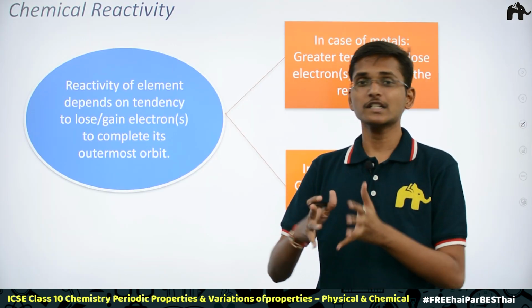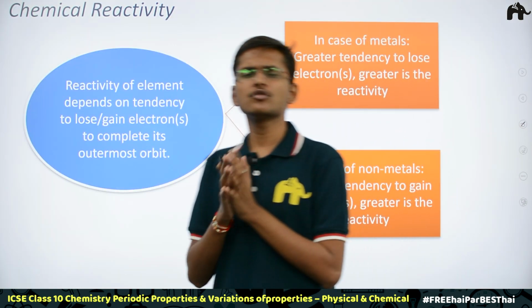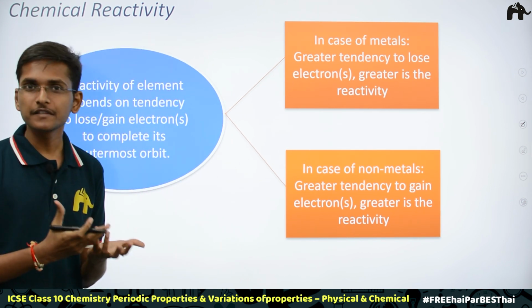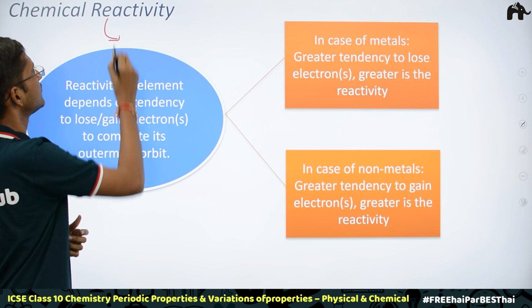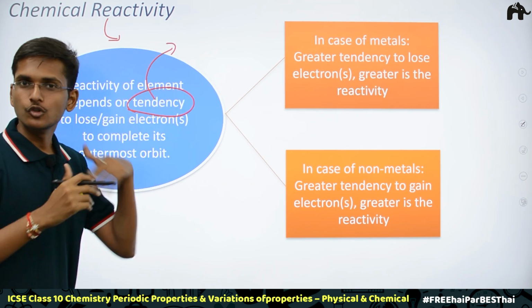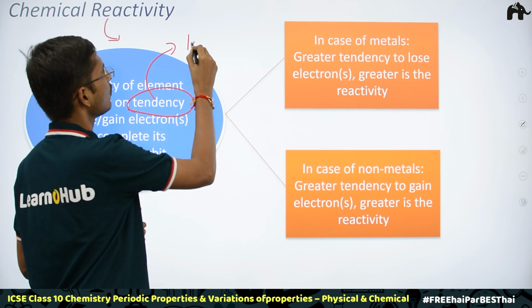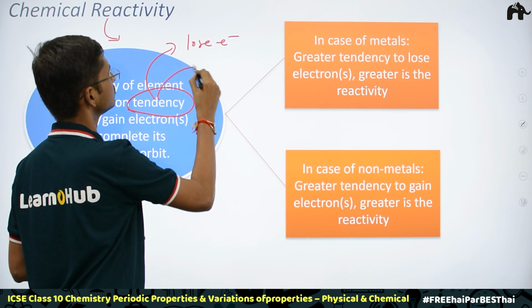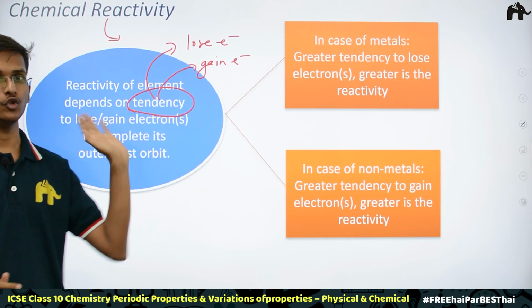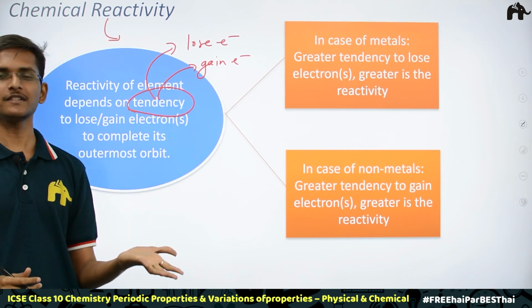Now let's see what chemical reactivity means. We can say a particular element is reactive when it has the tendency to either lose electrons or gain electrons. Now, we know which elements lose electrons readily. Metals, right?